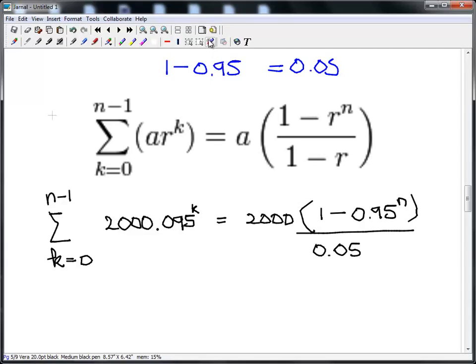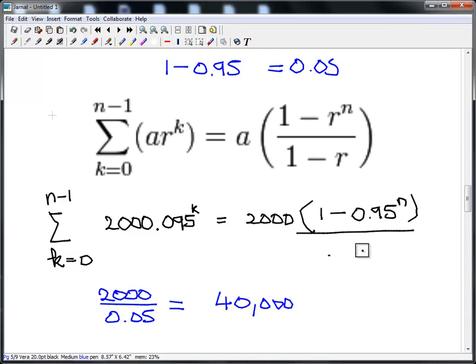So I'm going to get rid of this again. I'll just be clear about what I'm doing there. 2,000 divided by 0.05 works out to be 40,000. Okay, so we could just put that in there. So we'll get rid of this fraction altogether and put in 40,000 there instead. So 40,000 by 1 minus 0.95 to the power of n.